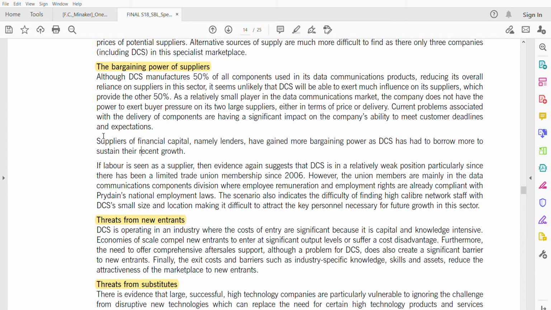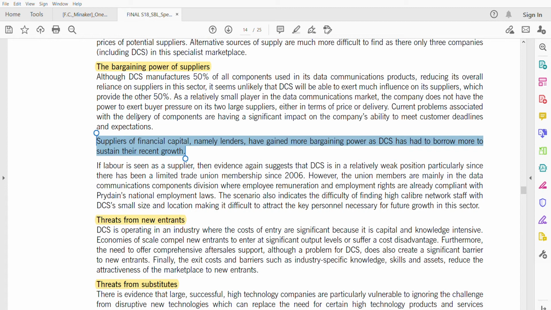This is just one simple sentence. That's it. Suppliers of financial capital. Many lenders have gained more bargaining power. Why are they talking about lenders here? Here they spoke about suppliers. Now you must be thinking why lenders came into this picture. See, they are seeing lenders in terms of suppliers of financial capital. They are the ones providing you capital, no? So in that way, they are reviewing.